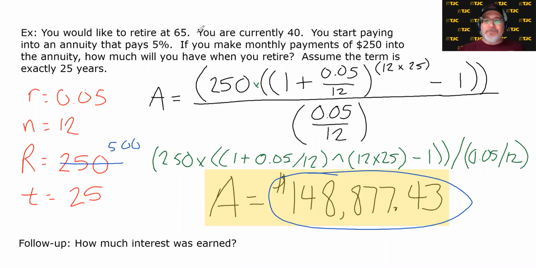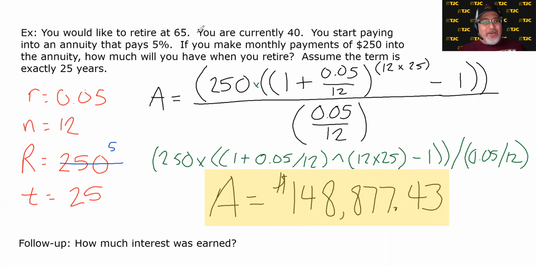How much interest was earned? Well, in order to answer how much interest was earned, I need to know how much money I paid and how much money I got. I know how much money I got. That's the future value. We made $148,877.43. But how much did we pay into this? Not $250. The amount that we paid into this was $250 a month for 25 years.